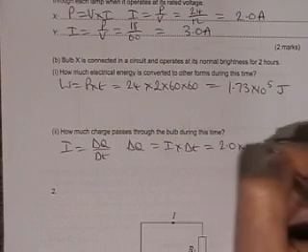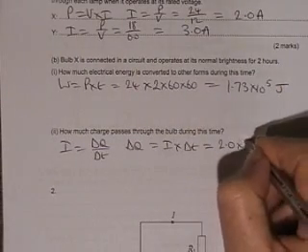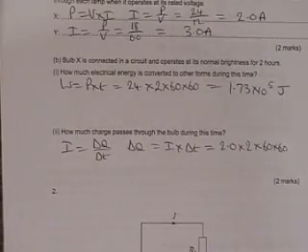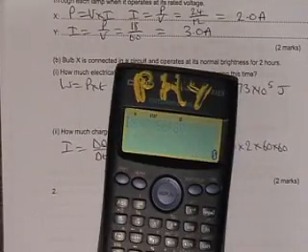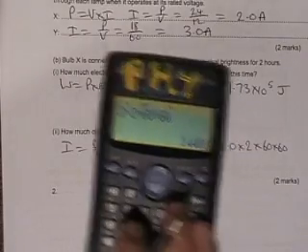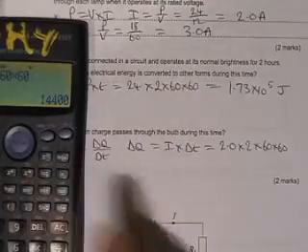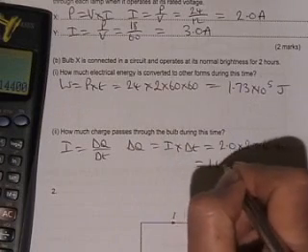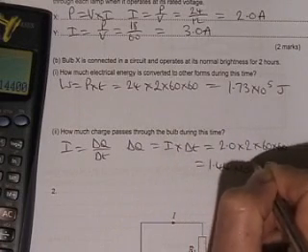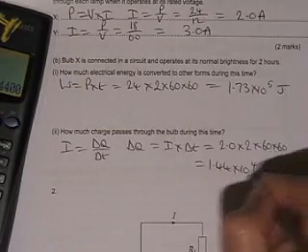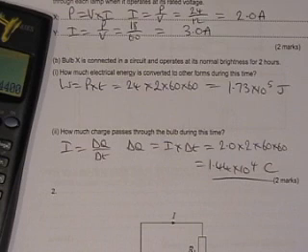2 amps times the time, again is 2 hours, times 60 times 60. 2 times 2 times 60 times 60, 14,400, which, put in standard form, 1.44 times 10 to the 4, and of course I've been finding the charge, it's got units of coulombs. So there's the first question, 4 marks available.